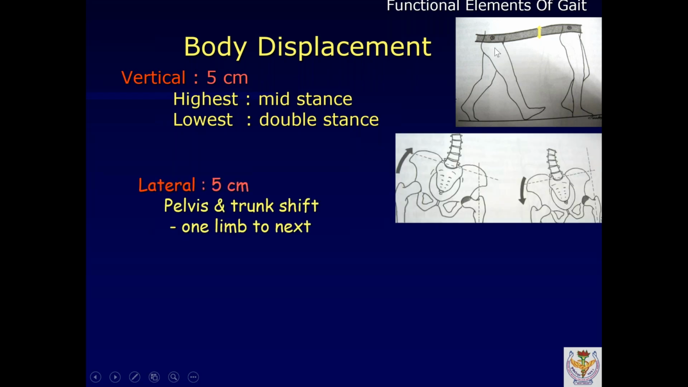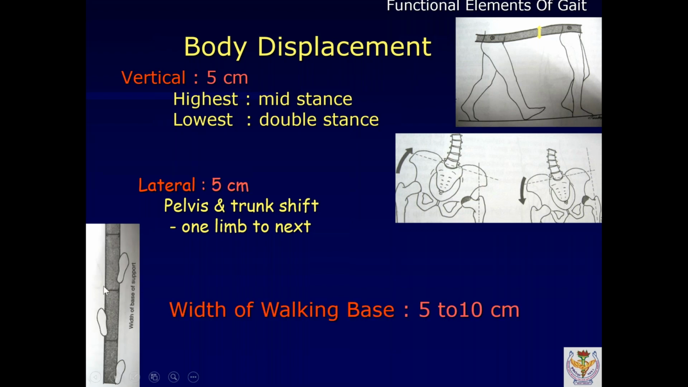Similar to the vertical shift of the center of gravity, there is a lateral shift of the center of gravity when the person walks from one limb to the other, and the pelvis and trunk shift. And the width of the walking base, that is the distance between the two heels, is around 5 to 10 centimeters. If it's narrower than 5 centimeters, it is known as a narrow base gait. If it's wider than 10, it is a wide base gait.